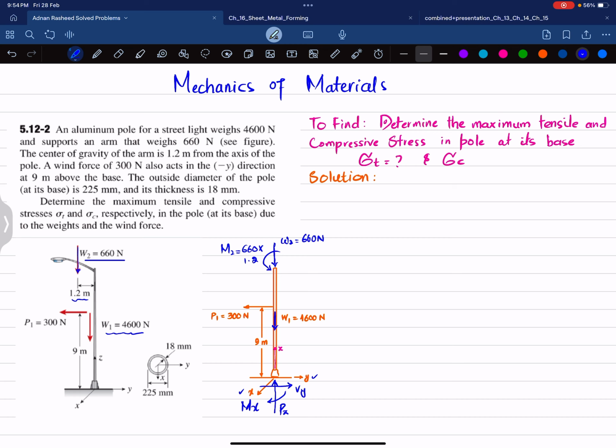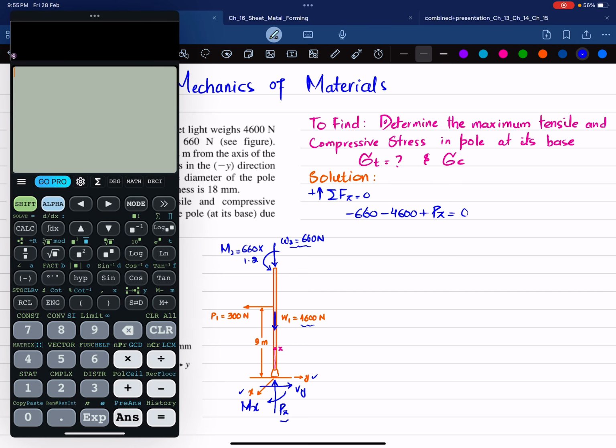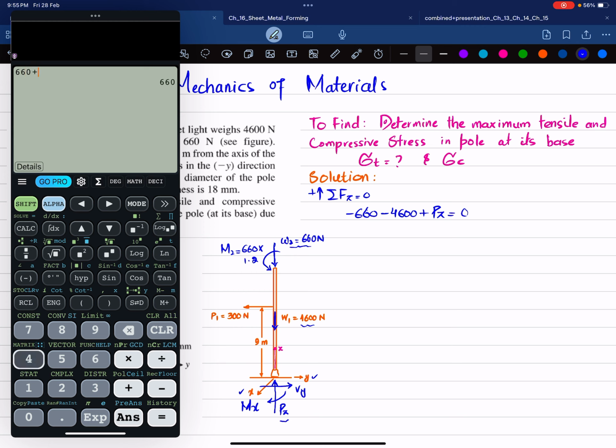Now we'll apply the equations of equilibrium. The first equation is that the sum of all forces along the z direction must be equal to 0, and upward force is taken as positive. Along the z direction, one force is minus 660. The second force is this 4,600, which is also negative because it is downward, plus this Pz, which is acting upward, equal to 0. 660 plus 4,600 gives you 5260. So Pz will be equal to 5260 Newton.